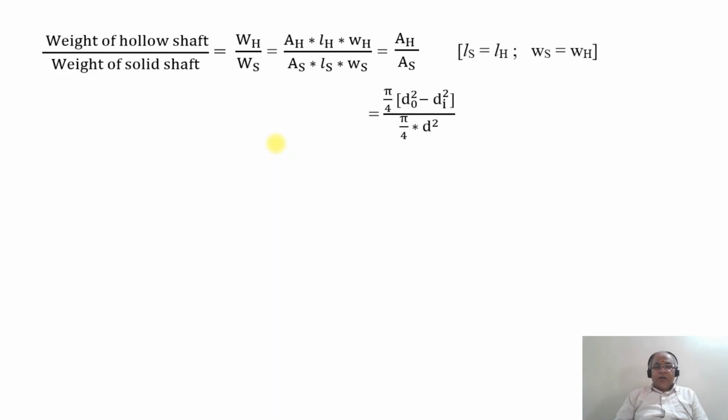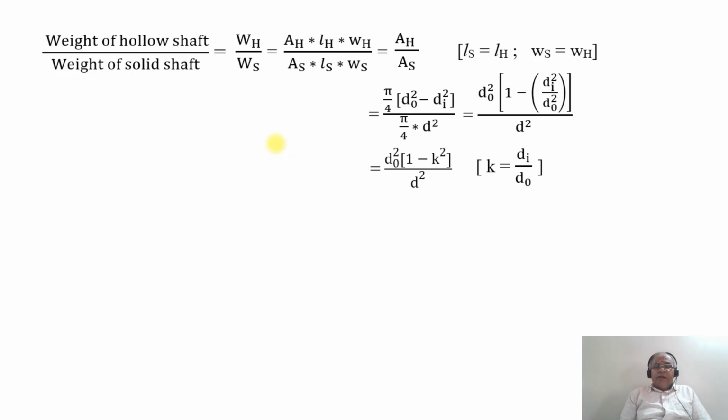So once you get that, we have the equation: substitute the area of hollow shaft as pi by 4 into d naught square minus di square, divided by area of the solid shaft, which is pi by 4 into d square. So once you take the common factor, pi by 4 gets cancelled, and d naught square into 1 minus di by d naught the whole square, divided by d square. So substitute the value of di by d naught as k. Therefore, d naught square into 1 minus k square divided by d square, where k will be equal to the ratio of the internal diameter by the external diameter, which is di by d naught. Then what is d square?